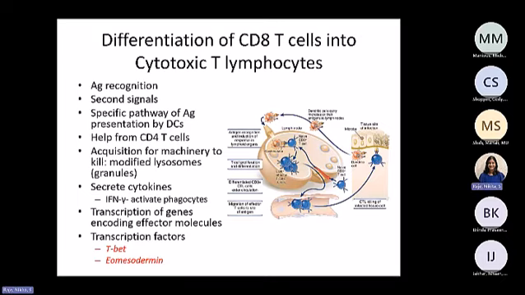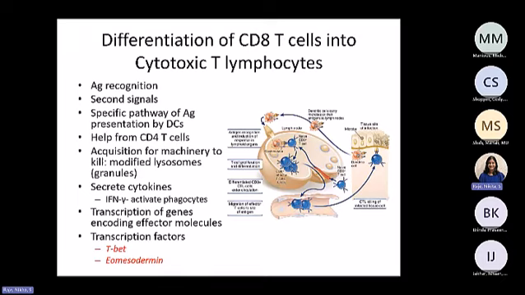Alright. So, talking about the process of how CD8 T cells become cytotoxic T lymphocytes or CTLs. Again, these naive CD8 T cells developed in the thymus, went through positive selection and negative selection, and became single positive CD8 naive T cells, get released from the thymus and start recirculating from one secondary lymphoid organ to another.